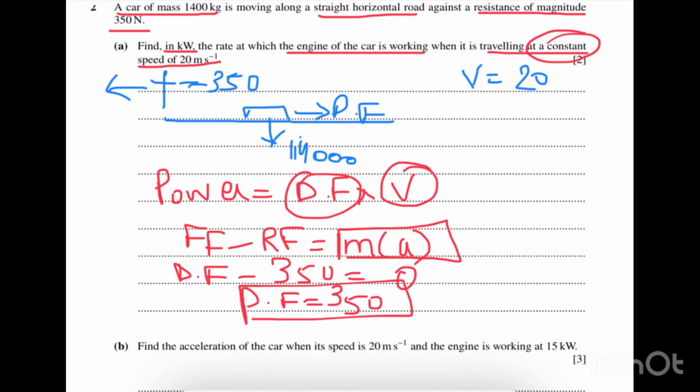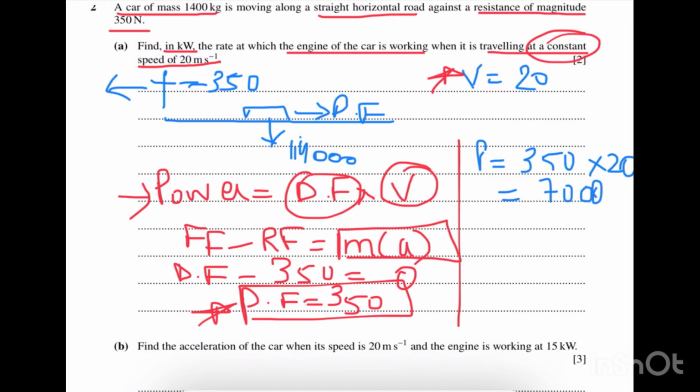Now we have both the driving force as well as the velocity, and we can insert it into this power formula to find out the rate at which the engine is working. So power will be equal to 350 multiplied by 20, and that is equal to 7000 watts. Now they asked us to give the answer in kilowatts, so we will divide it by 1000. So that means the power of the engine is 7 kilowatts.